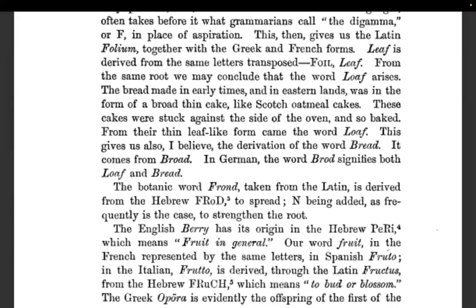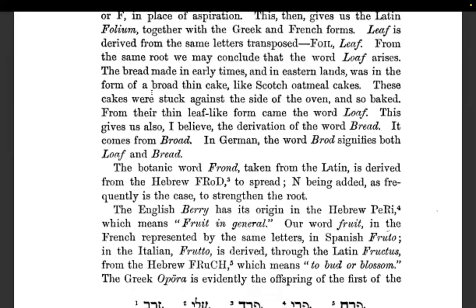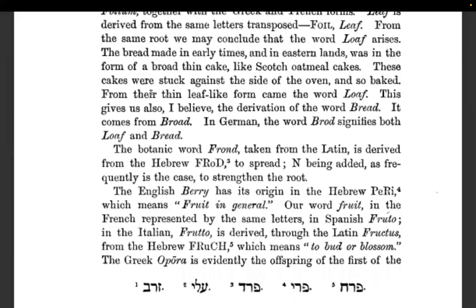From the same root, we may conclude that the word loaf arises. The bread made in early times and in eastern lands was in the form of a broad, thin cake, like Scotch oatmeal cakes. These cakes were struck against the side of the oven and so baked. From their thin leaf-like form came the word loaf.